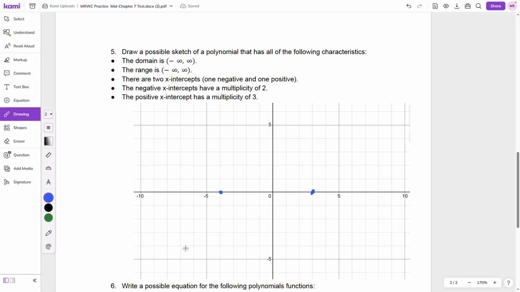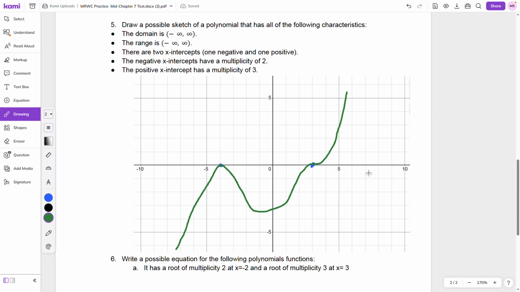Okay. Well, let's just do this then. The negative one has multiplicity of 2, so it would bounce. And the positive x-intercept has one of 3, so it could give me a little hitch. And you know what? That's it. That's all it needs.